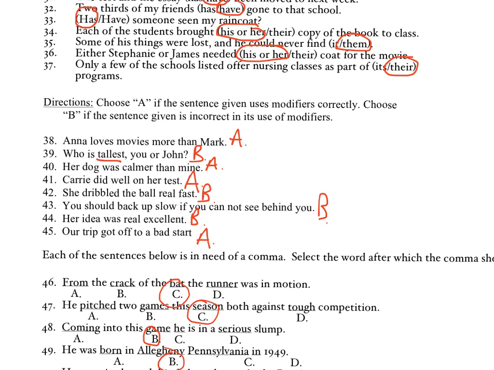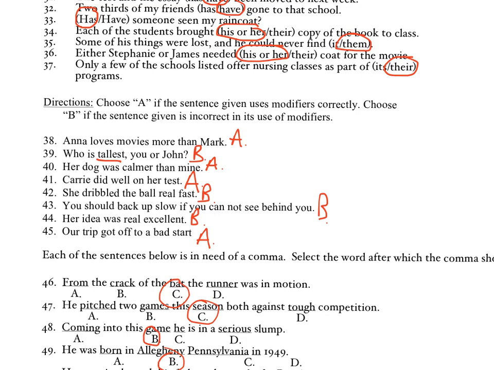Our trip got off to a bad start. That is correct. Start is a noun. We described the start as being bad. We use the adjective form. Badly would again describe an action. So those can be the type of thing that a lot of people will trust their ear, but you need to make sure your ear is well trained. So make sure that you are following the rule, not just what you think sounds correct.